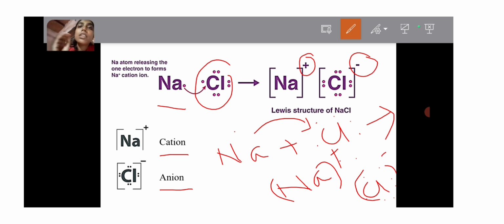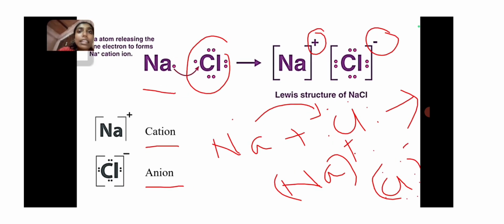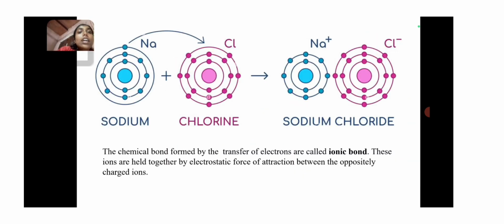The ions with the positive charge are known as cations, and those with the negative charge are known as anions. Here again is the representation of the formation of sodium chloride. Sodium has the configuration 2, 8, 1. Sodium transfers the one electron in its outermost shell to chlorine, so sodium becomes Na+ and chlorine becomes Cl-. The chemical bond which is formed by the transfer of electrons is known as an ionic bond.